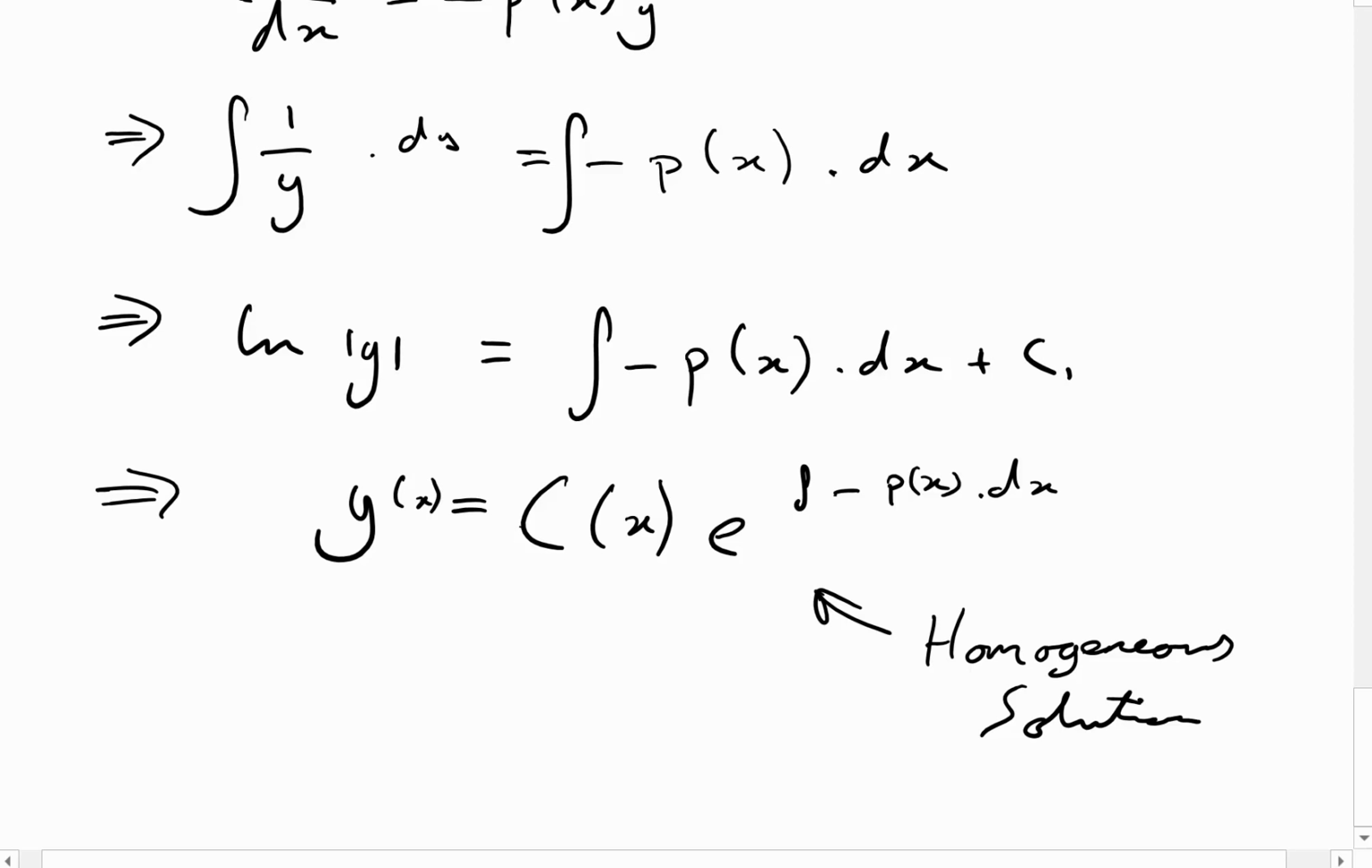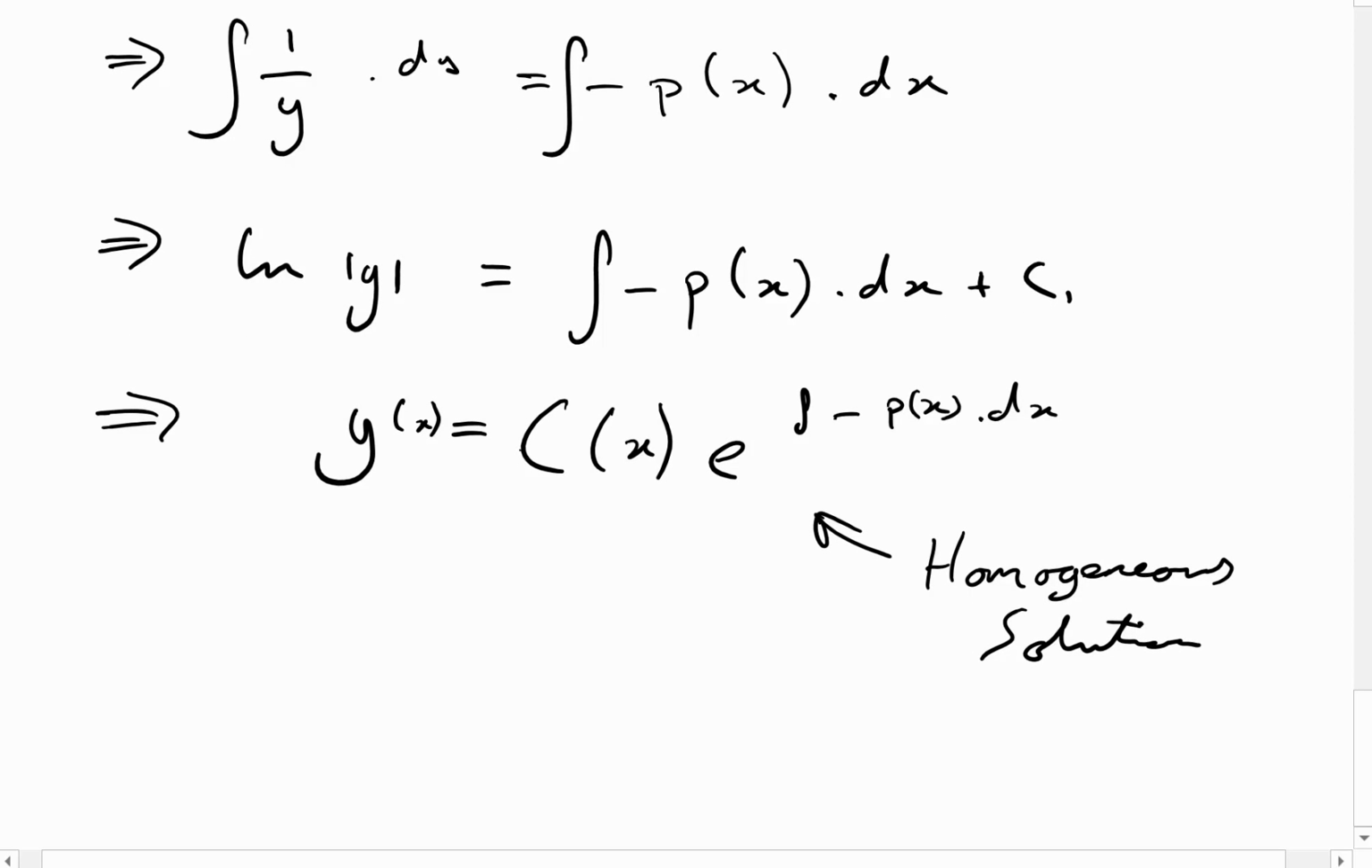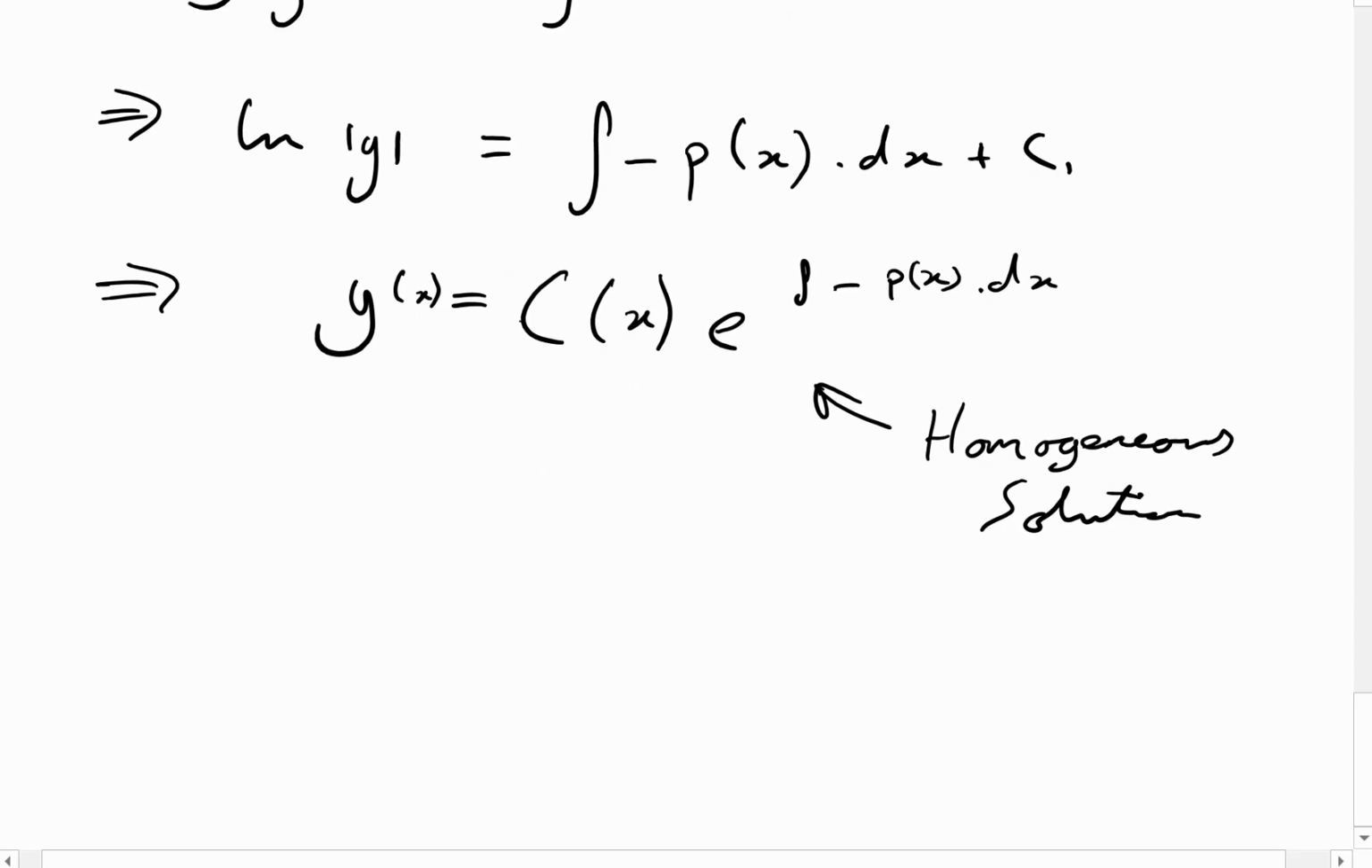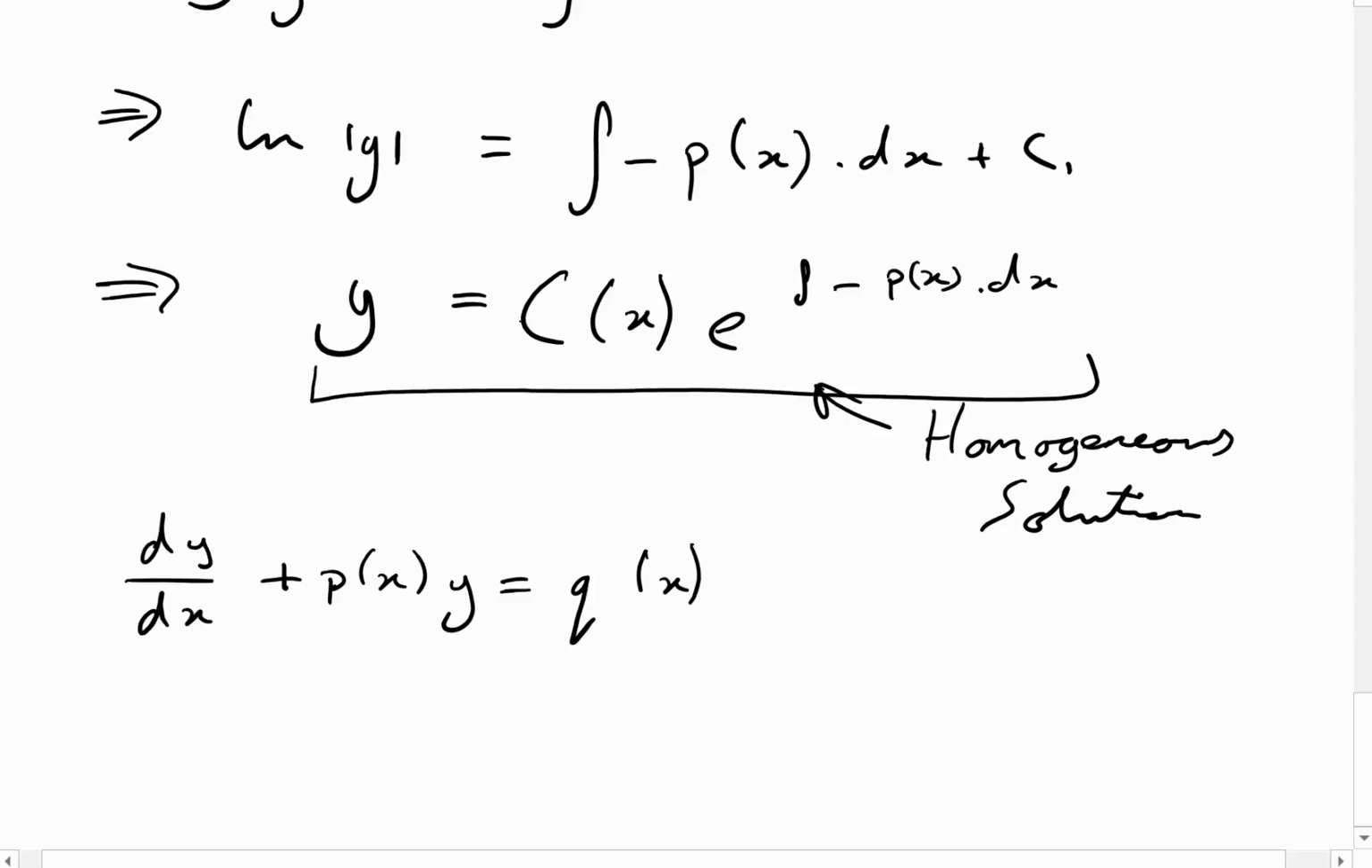So now, if we want to find the solution to the non-homogeneous part, remember what the non-homogeneous part was: dy by dx plus p of x times y, and that's going to be equal to q of x. So the solution to that will be using the homogeneous part. In other words, we're going to be using this homogeneous solution, and if we plug it back in here, it should look something roughly the same.